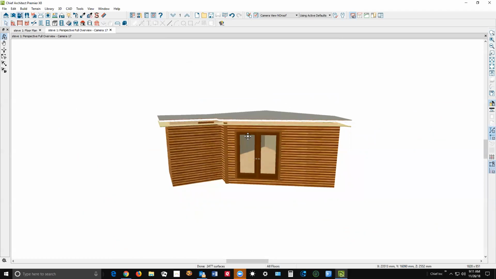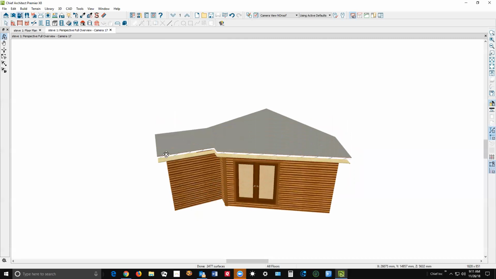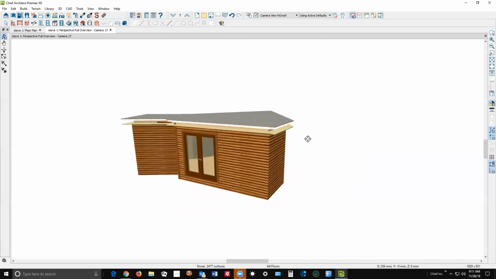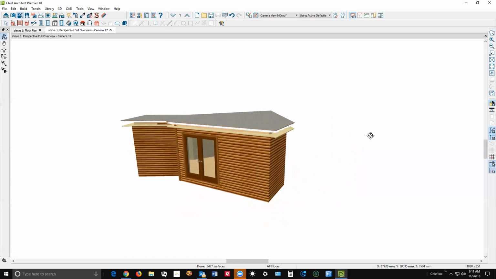So there's the answer to your question. May not be the one you want, and there's some other issues you have to solve. I'm not quite sure. I assume you want to have exposed rafters, and that's why you set up the roof plates like that.